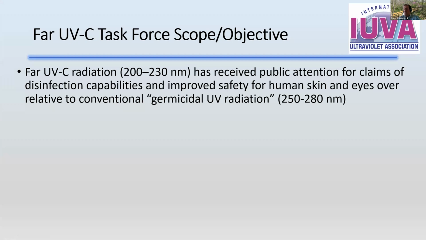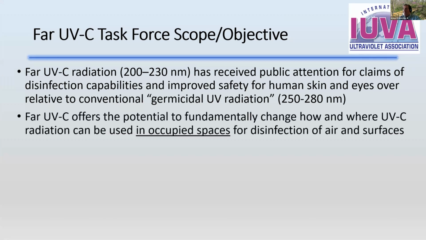So it turns out, for various reasons that will be presented in this webinar, radiation in this range has gained a fair amount of attention because it's very effective for disinfection, but less damaging to human tissues, specifically the skin and eyes, than other sources of radiation that have traditionally been used in germicidal applications, specifically with wavelengths between 250 and 280 nanometers. So because of that, Far UVC offers the potential to fundamentally change how and where UVC radiation is used, and there's the potential for it to be used in occupied spaces.